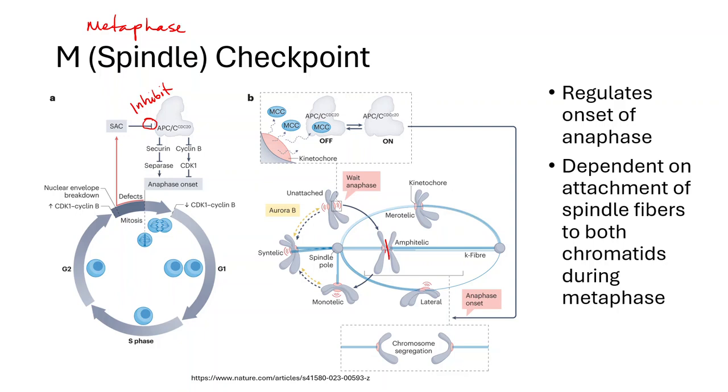For this spindle checkpoint, if everything is connected securely, so if you have two sister chromatids, each attached to a spindle fiber on opposite ends of the cell, and they're both pulling on the sister chromatids, it will allow them to separate. That way you don't have a misallocation of chromosomes into the different cells. So you have a complete copy of the genome in each daughter cell that's produced.